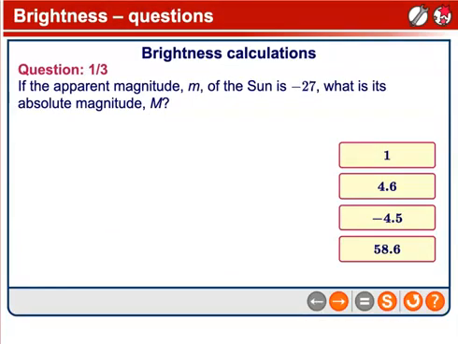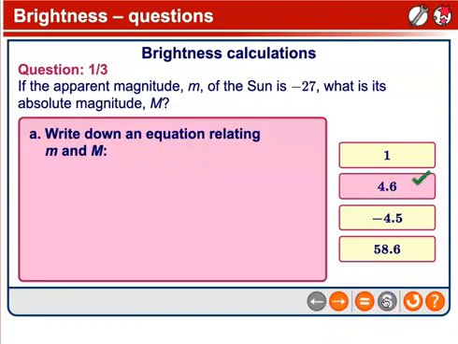So let's look at calculating brightness. If the apparent magnitude m of the sun is -27, what is its absolute magnitude? Using our equation, the absolute magnitude is 4.6.